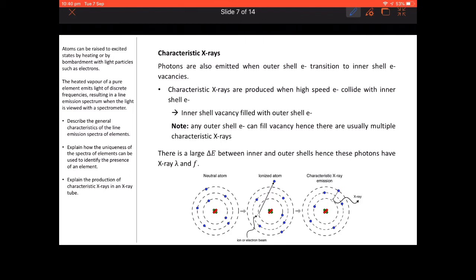In our diagram here, we're starting off with a neutral atom that has an internal electron displaced either by an ion or electron beam, and then that vacancy is filled by an external electron that jumps down to where that vacancy is. Because it's jumping down to a lower energy level, it gets rid of some of the energy that it has from being in a higher shell, and that is emitted as an X-ray.